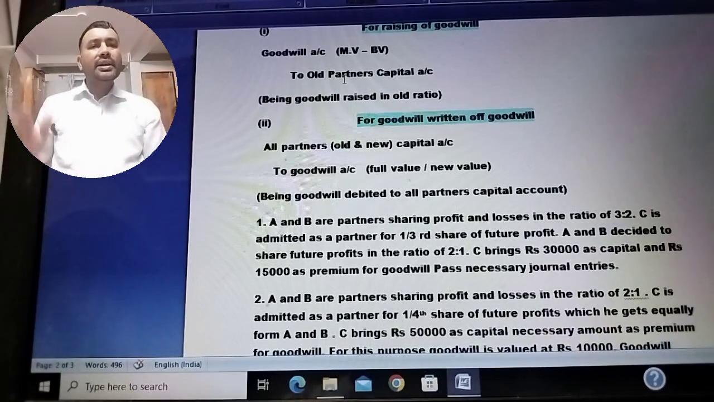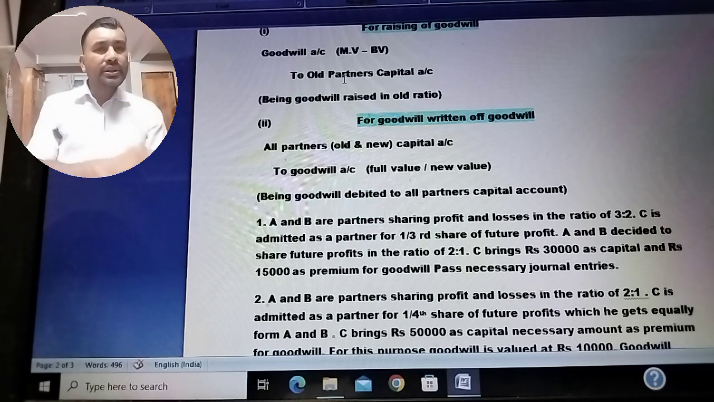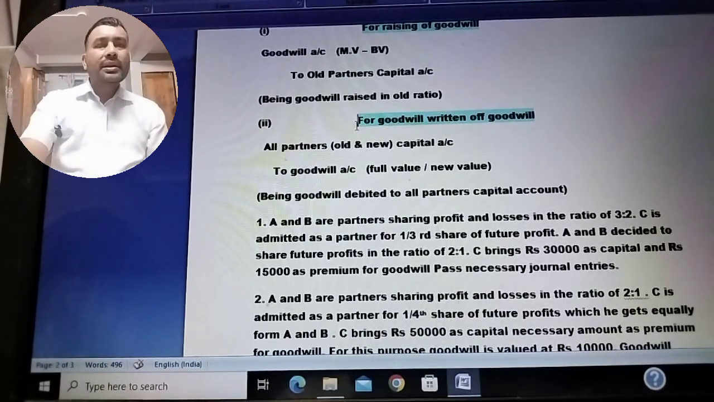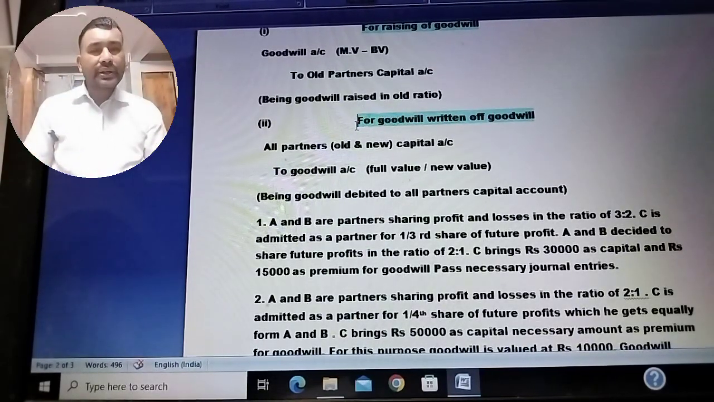If you only raise goodwill and you didn't write off goodwill, then the goodwill will appear in the new balance sheet. If you stop at this, the new value, that is 50,000, you have to show in the new balance sheet as goodwill. But as per accounting standard, the book value of goodwill should be written off.